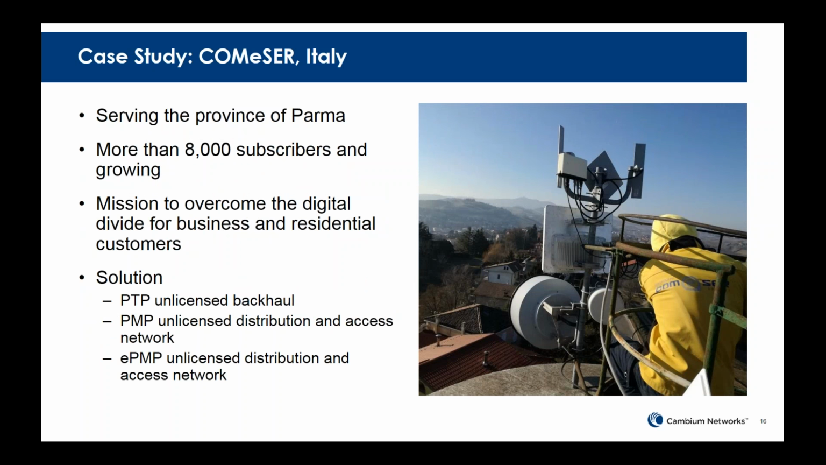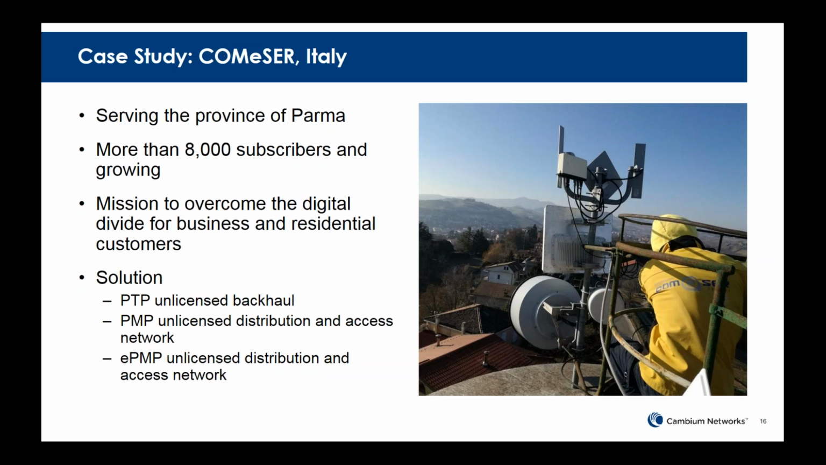And yet another internet service provider. This is Comsur in Italy as well, serving the province of Parma, 8,000 subscribers. In this particular case, they wanted to overcome the digital divide for business and residential customers, folks that had no connectivity at all. They came to the rescue and provided point-to-multipoint connections to those end customers with unlicensed backhaul connections to get the signals to these remote areas.